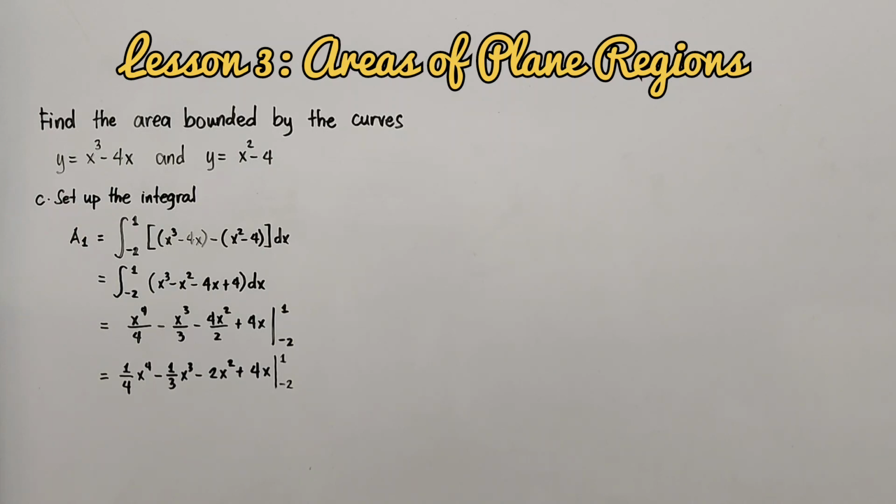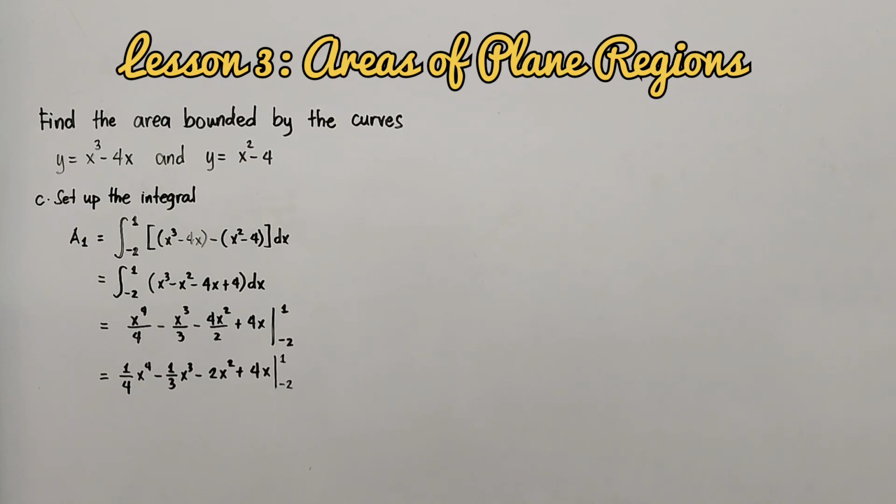Here is the formula for the area of the first region: the integral of x cubed minus 4x as the upper bound minus x squared minus 4, the lower bound, dx from negative 2 to positive 1. This is equal to the integral of x cubed minus x squared minus 4x plus 4 dx from negative 2 to positive 1. The antiderivative of this function is 1/4 x to the power 4 minus 1/3 x cubed minus 2x squared plus 4x, from negative 2 to positive 1.